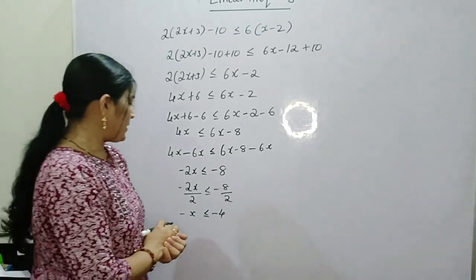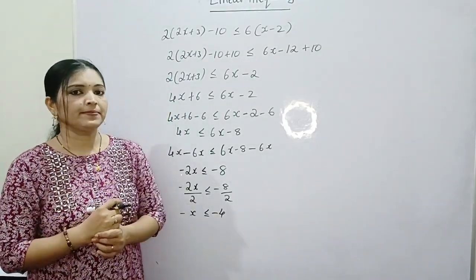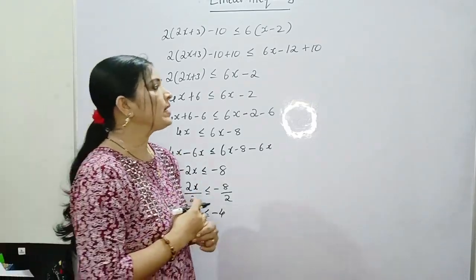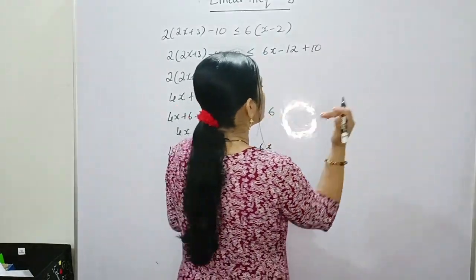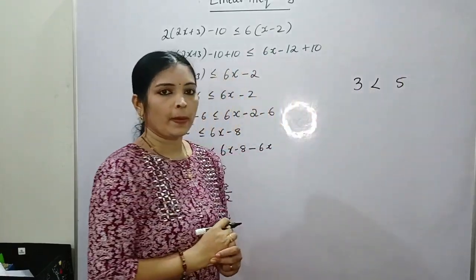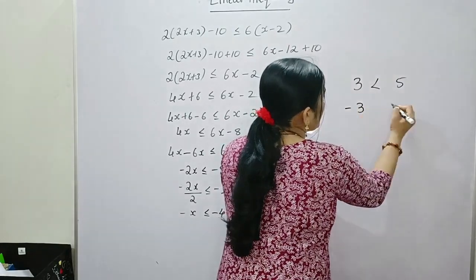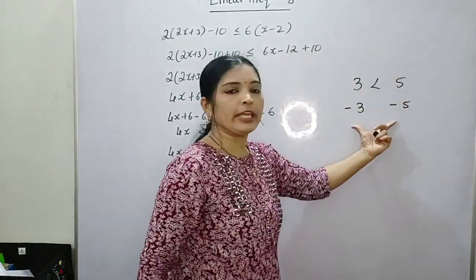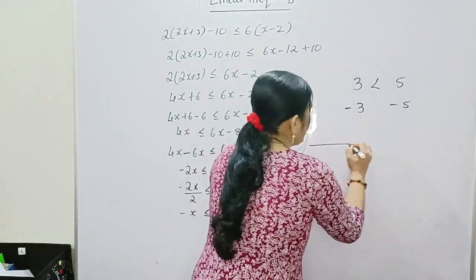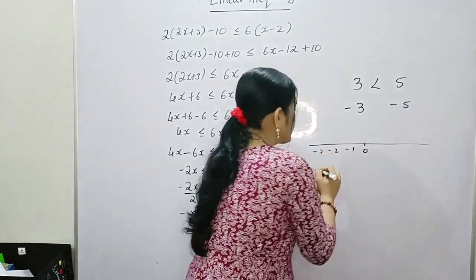Now here see, we have got minus x. It should be plus, right? So again we have to cancel this minus. For that you should remember, we know that 3 is less than 5. So what about minus 3 and minus 5? What will be the inequality? Minus 3, see in our number line we know minus 1, minus 2, minus 3.